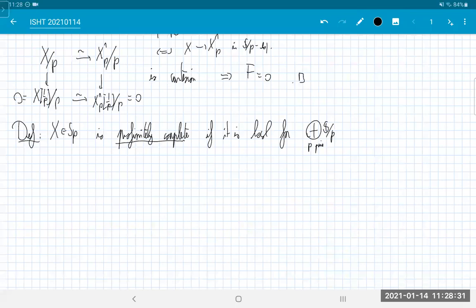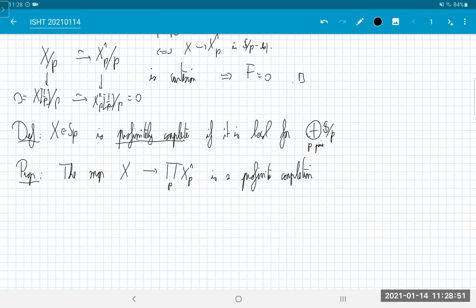So proposition now, the map X goes to its profinite completion. So in fact, profinite completion is not really something new.